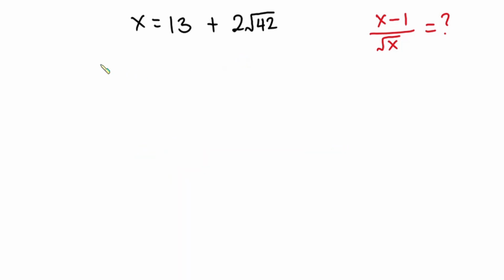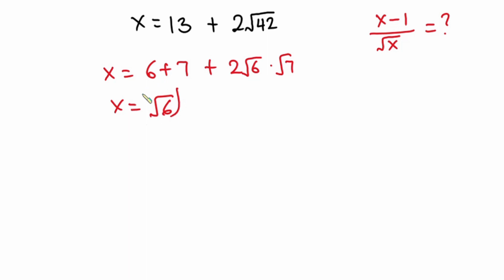Now let's get started. We have x is equal to, I'll write this 13 as 6 plus 7, okay? Then I'll also write this 2 square root of 42 as 2 times square root of 6 times square root of 7. Great. Now let's go ahead and manipulate this. We have x is equal to, this 6 over here could be written as square root of 6 all to the second power, plus this 7 over here could also be written as square root of 7 all to the power 2, then plus 2 times square root of 6 times square root of 7.